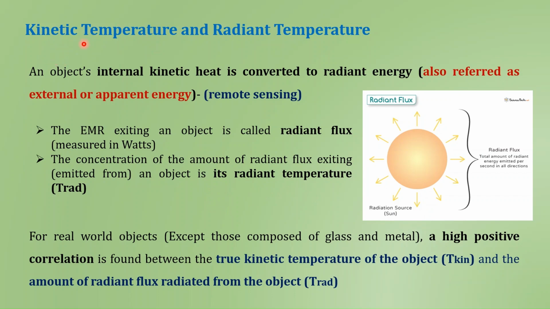So, the kinetic temperature is the concentration of the kinetic heat, and it can be measured only with the help of in situ measurement using the thermometer, and the radiant temperature is the concentration of the amount of radiant flux, and it can be measured using remote sensing. For real world objects, except those composed of glass and metal, a high positive correlation is found between the true kinetic temperature of the object and the amount of radiant flux which is radiated from the object.